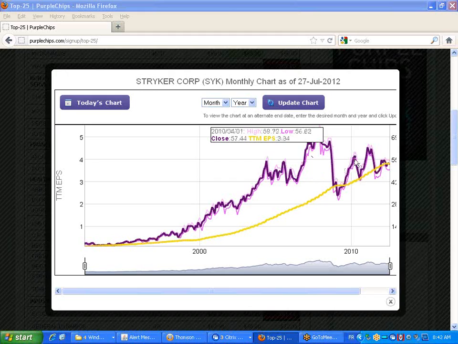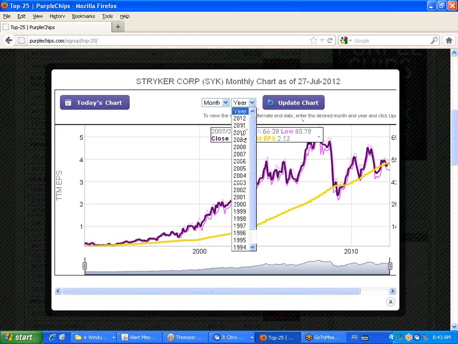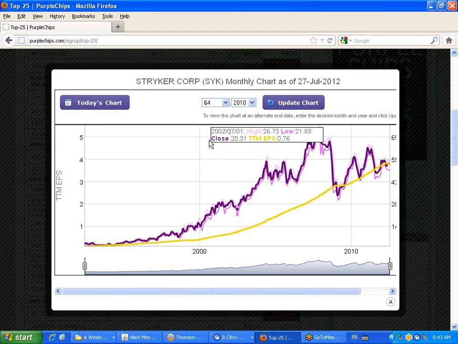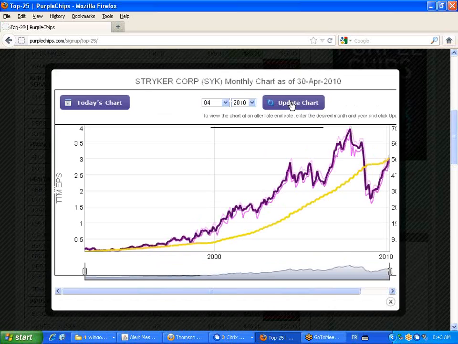Now if I wanted to change it and go back to that period in time, let's say I'll choose this point right here, 2010-04, so April 2010. I want to change the chart and see what it looks like at that time. So I go to 2010, then I choose my month, April, and I say Update Chart. And this is exactly what the chart looked like at that time. So you can see how the earnings per share line has shifted upward to match the last sale price.